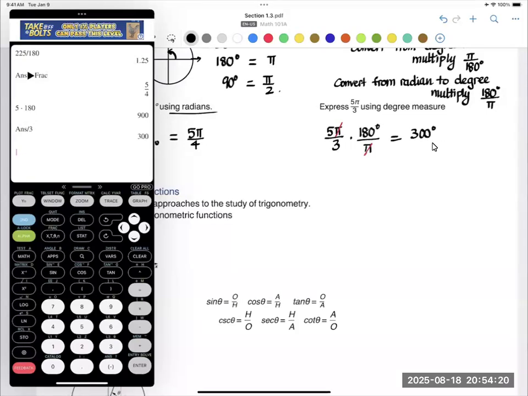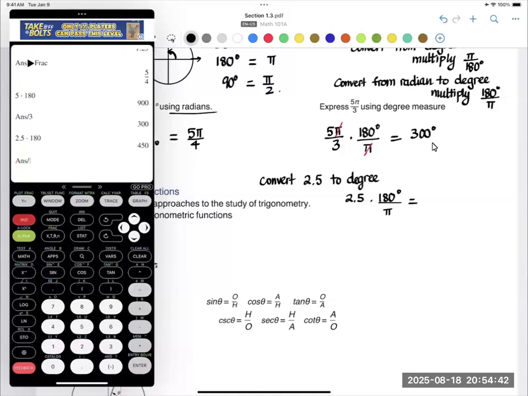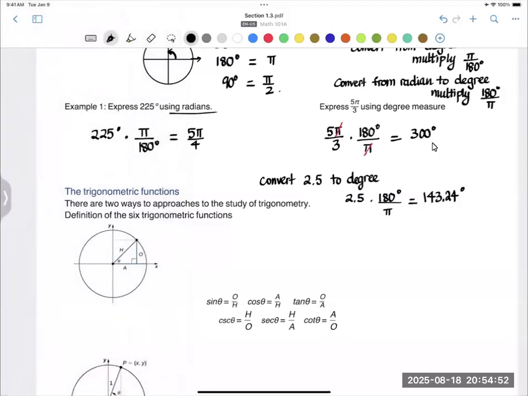Let's say I want to convert 2.5 radian to degree. Then what should I do? I'm going to take 2.5 times 180 degrees and divide by pi, and we will have 143.24 degrees. That's how you convert between radian and degree measure, or degree to radian measure.